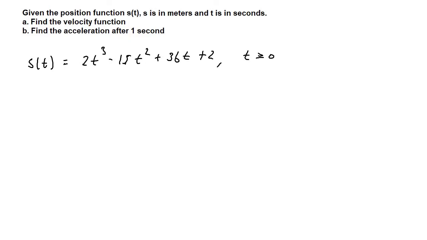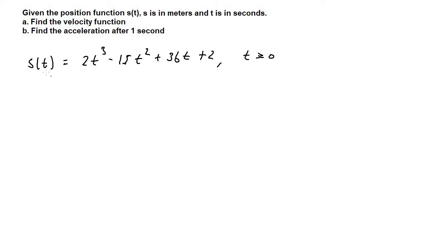So for this next problem here, given the position function s of t, s is in meters and t is in seconds, for part A, let's go ahead and find the velocity function, and then for part B, find the acceleration after 1 second. So right away we have s of t equals 2t cubed minus 15t squared plus 36t plus 2, where t is obviously greater than or equal to 0 because t is in seconds or is a measure of time.